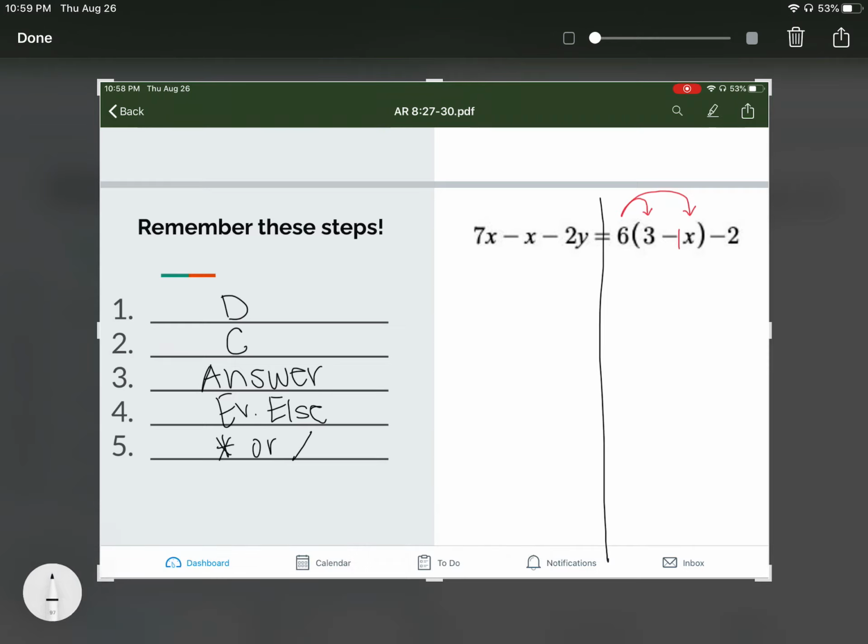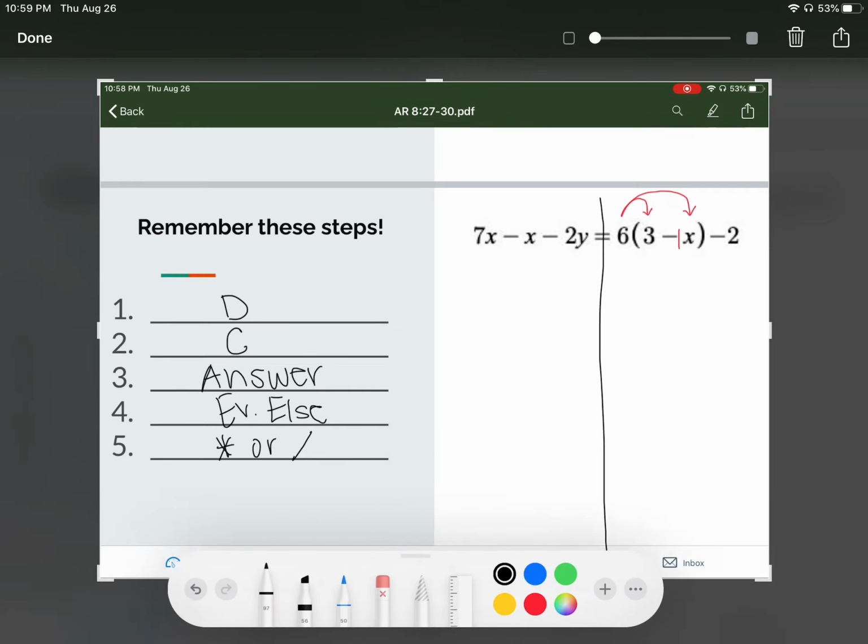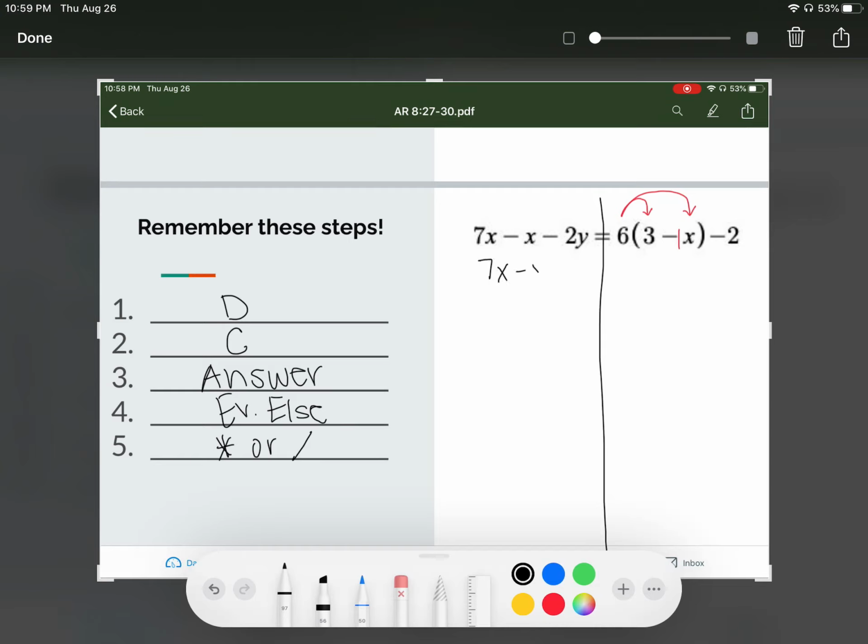Since we're not distributing on the left-hand side, everything over there is going to stay the same. On the right-hand side, we have 6 times 3, which is 18. We have 6 times negative 1x. So 6 times negative 1 is negative 6, and the x stays with it. We're not distributing to that minus 2. It's outside of the parentheses, so it just comes down. Step 1, distribute. We done.